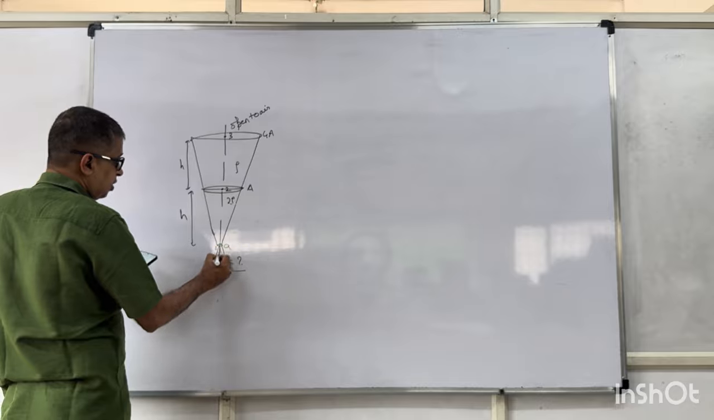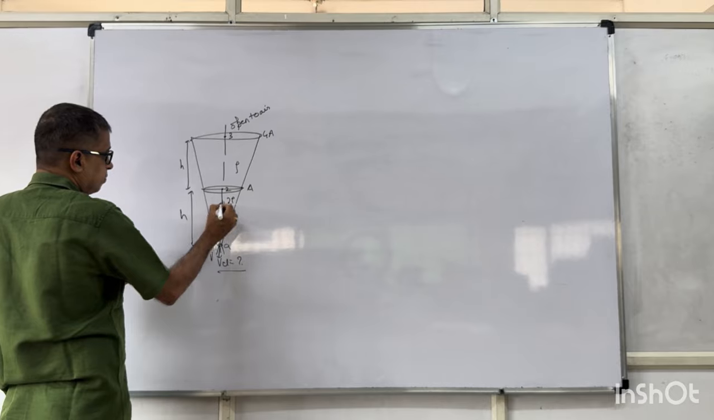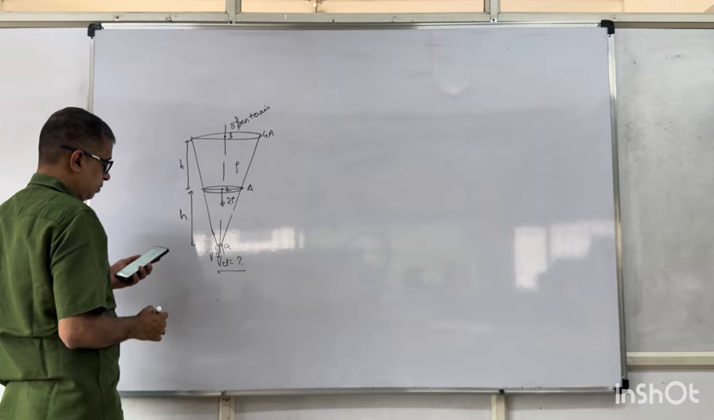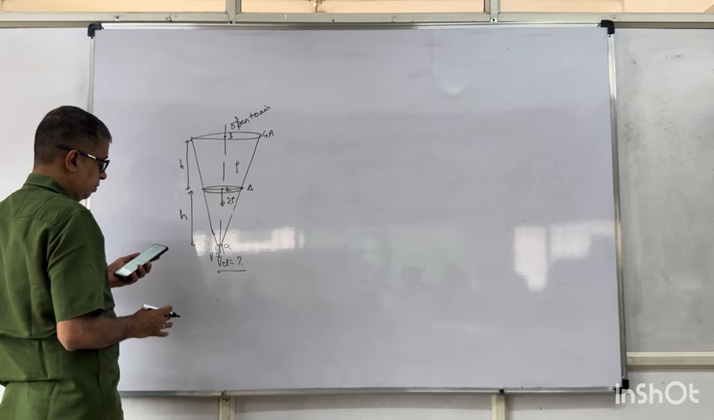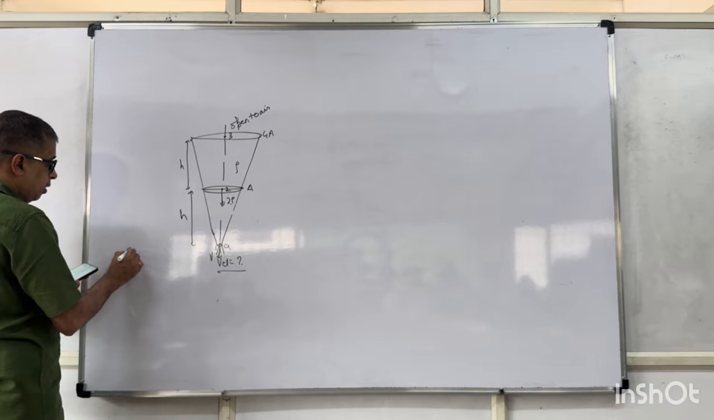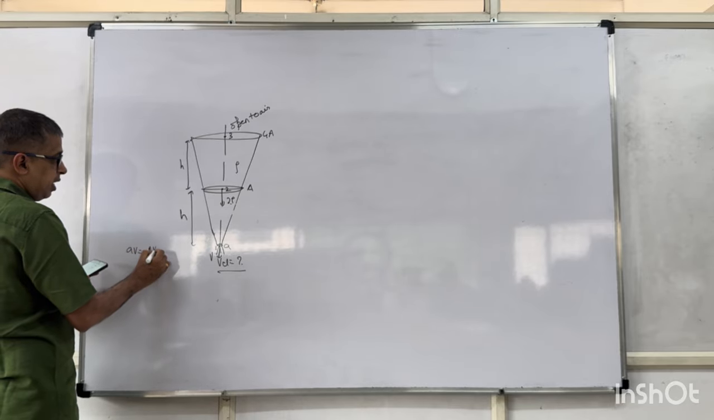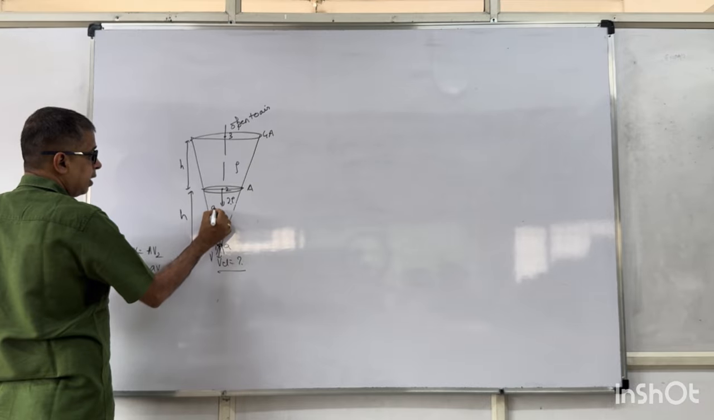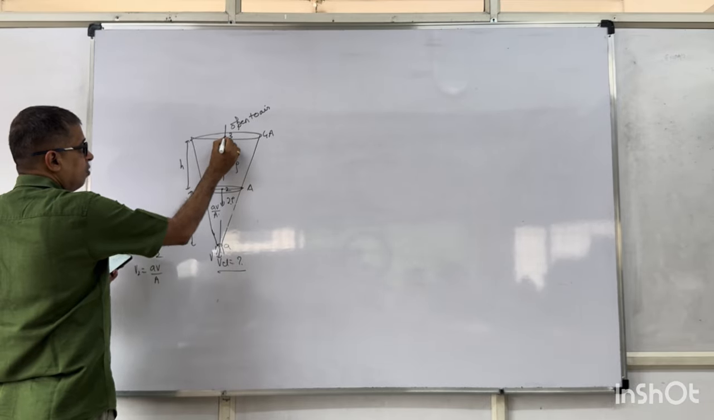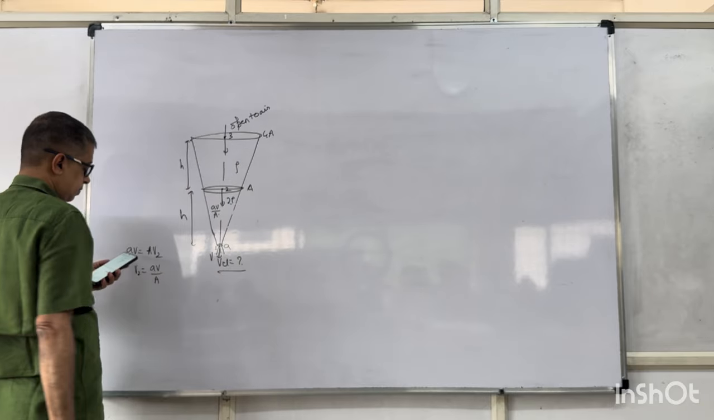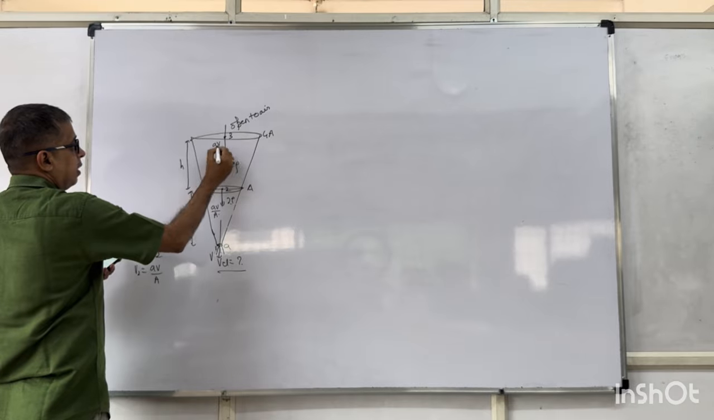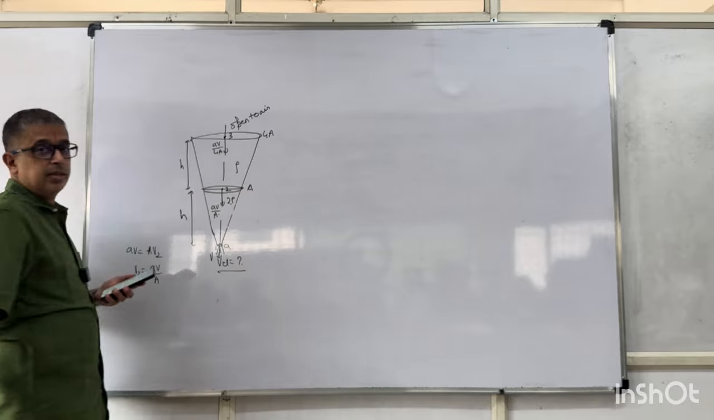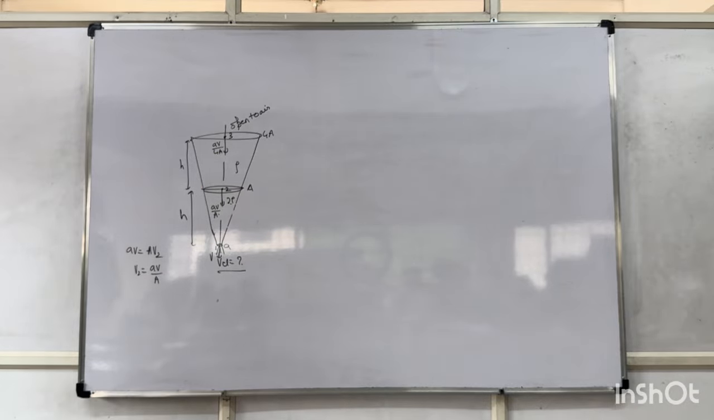If I take the velocity of the fluid to be V here, a V is capital A into velocity at 2. Velocity at 2 is aV by capital A. What will be the velocity here? aV by 4 times capital A. What did I apply? A1 V1 equals A2 V2.